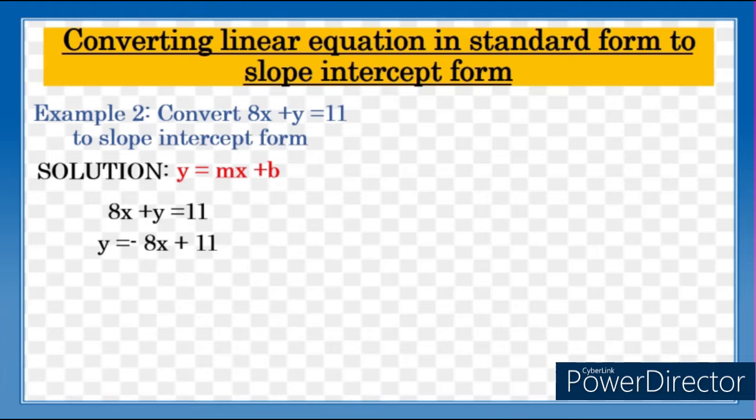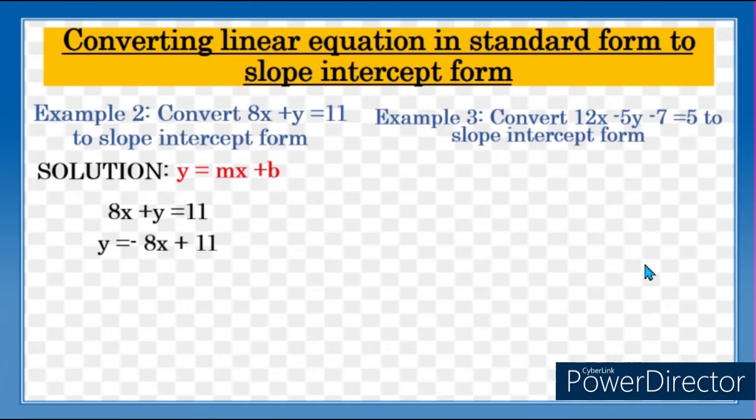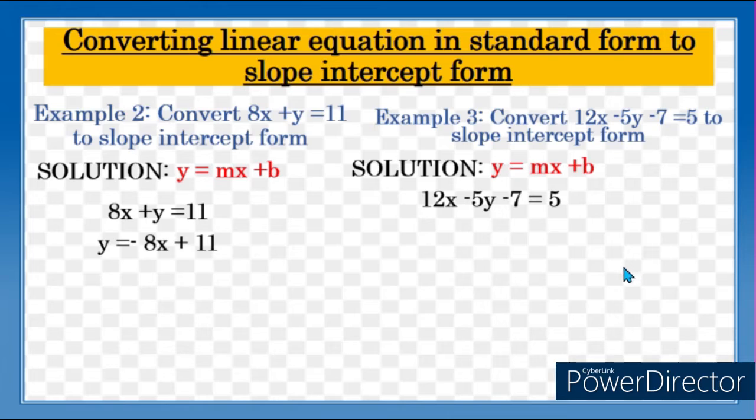Okay, so now let's proceed. Example number 3. We have here, let us convert 12x minus 5y minus 7 is equal to 5 to slope-intercept form. Okay, I repeat. The slope-intercept form is y is equal to mx plus b. So we have here 12x minus 5y minus 7 is equal to 5. So, lipat po natin sa right side si positive 12x and then si negative 7.